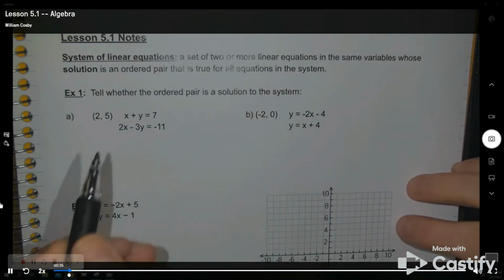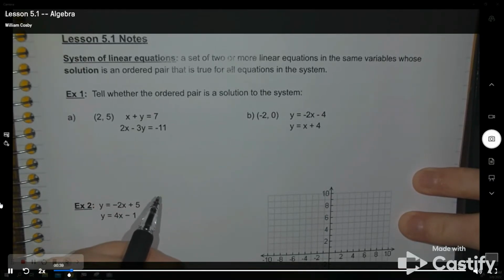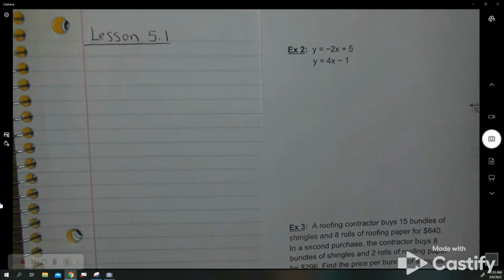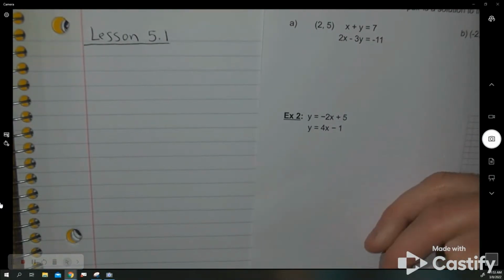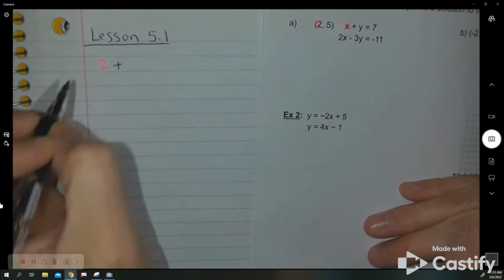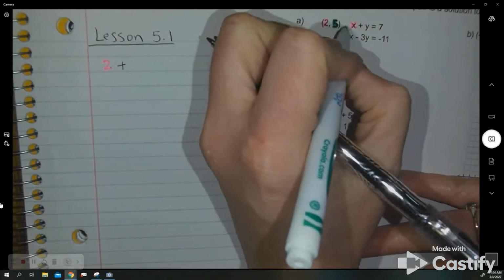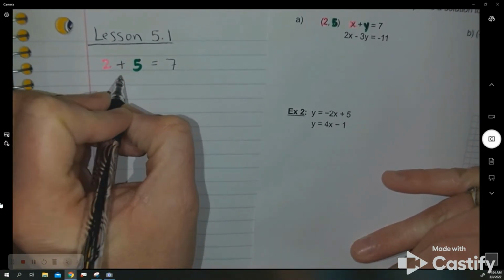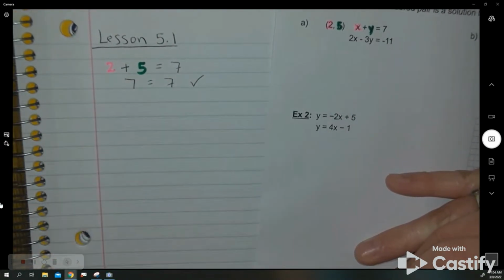So if we're testing out 2, 5 for these two equations in this system, we're going to plug in 2 for x in both, and we're going to plug in 5 for y in both. So if I'm working with my first equation, I'm going to plug in 2 for x, so I'll have 2 plus, and then I'm going to plug in 5 for y. So 2 plus 5 is 7. Does 7 equal 7? Yes, it's a solution for that one.